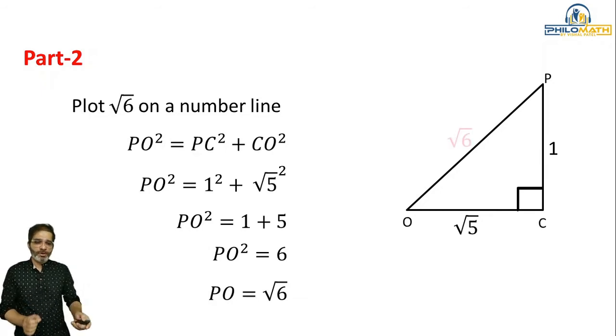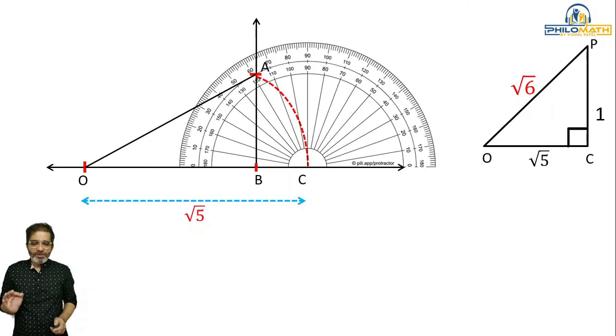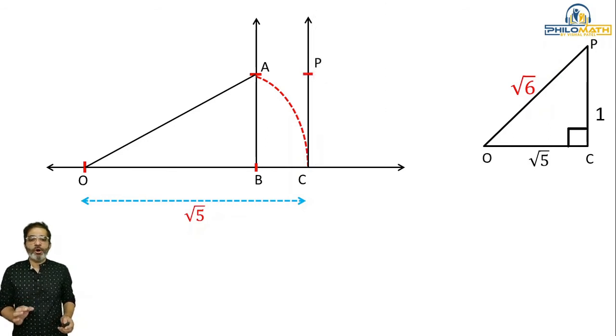I'm showing PO in the figure. So I have a rough figure having hypotenuse as root 6. Let me take the same figure and the same part we finished drawing for root 5. Now from point C, with the help of a protractor, I am going to draw a perpendicular, that is 90 degrees. With the help of a scale, I am going to mark 1 inch and take that point as point P. When I join PO, I get PO as root 6.